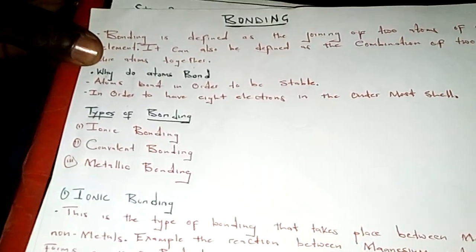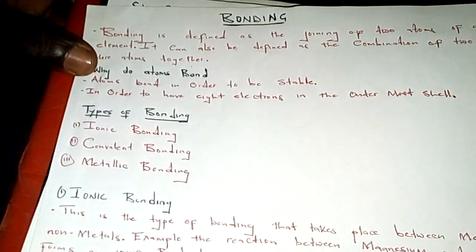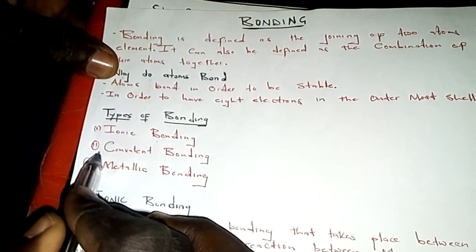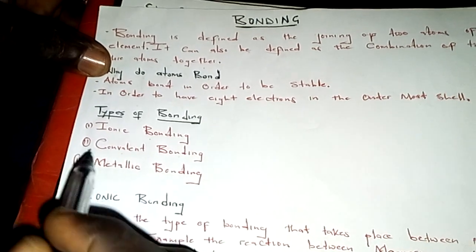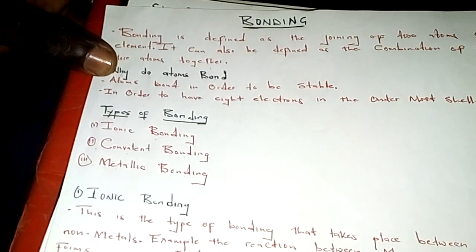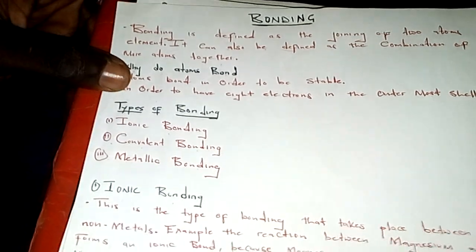Okay, so guys, we have different types of bonding. The first type of bonding is ionic bonding. The second type is covalent bonding, and the third type is metallic bonding. So we'll start by first looking at what ionic bonding is.